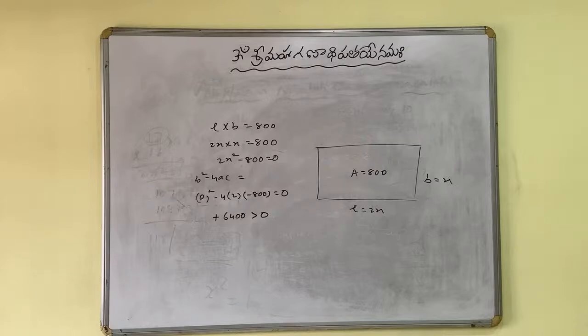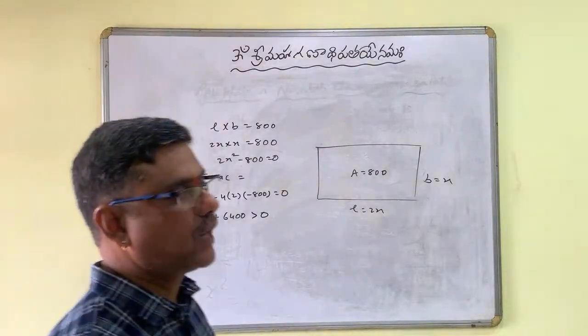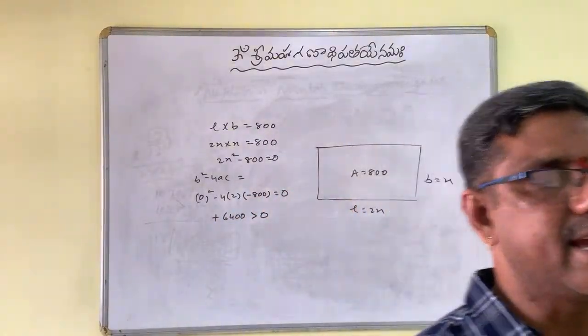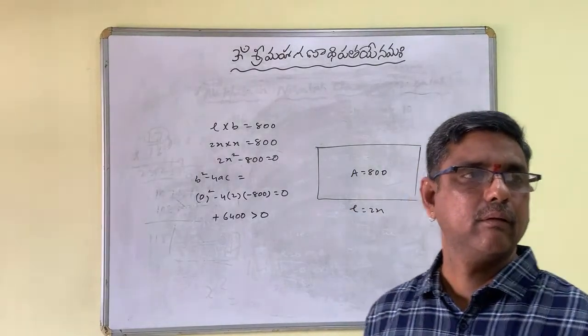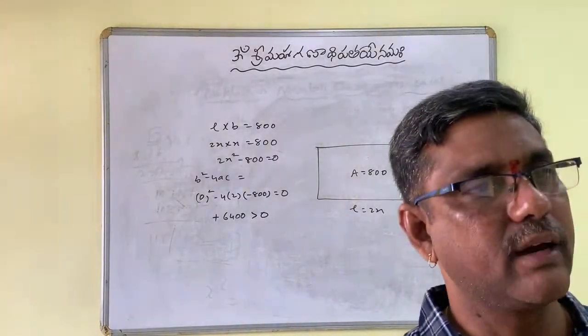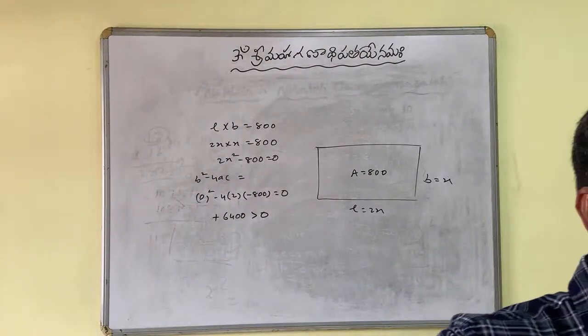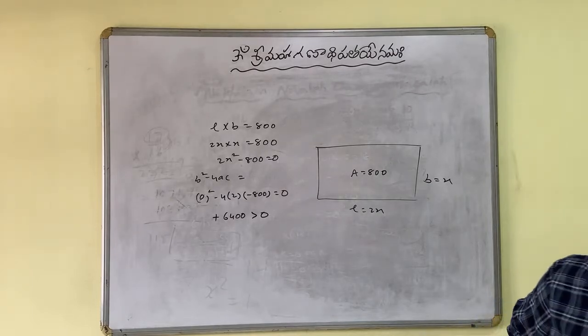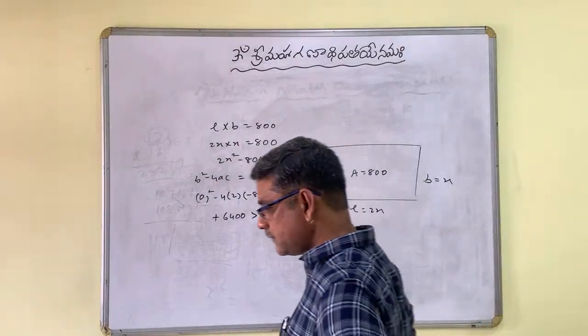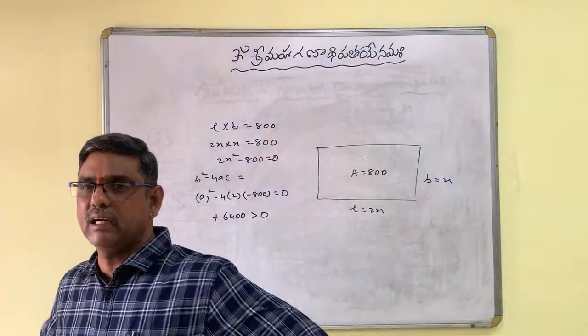First you have to calculate b square minus 4ac. We need to calculate first b square minus 4ac. If it is greater than 0 or equal to 0, then only we can go ahead. Otherwise, we can say that it is not possible.